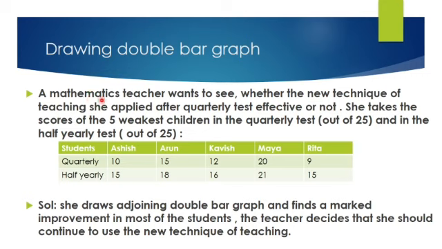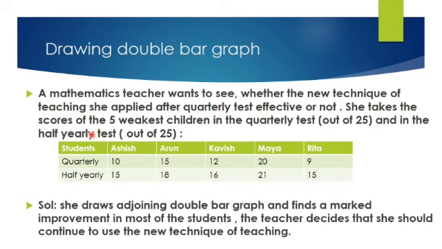A mathematics teacher wants to see whether the new technique of teaching she applied after the quarterly test is effective. She conducted a quarterly test. Then she wants to see whether it is effective or not. She takes the scores of 5 weakest children. The children are Ashish, Arun, Kavish, Maya and Rida. The marks are out of 25.